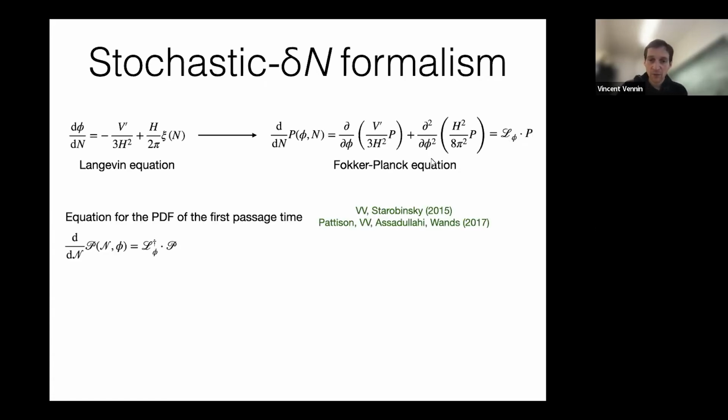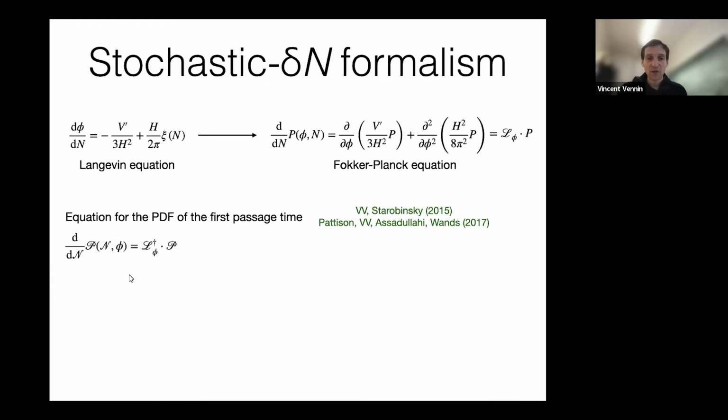Now, something we have been able to show is that, in fact, a very similar equation exists for this calligraphic P, which, however, is completely different from this straight P. So calligraphic P is the distribution of first passage times. So now the question I want to ask is, starting from a certain initial field value, which I call phi, how many e-folds do I realize until inflation ends? And I call this number of e-folds calligraphic N. So it's a distribution of N given phi.